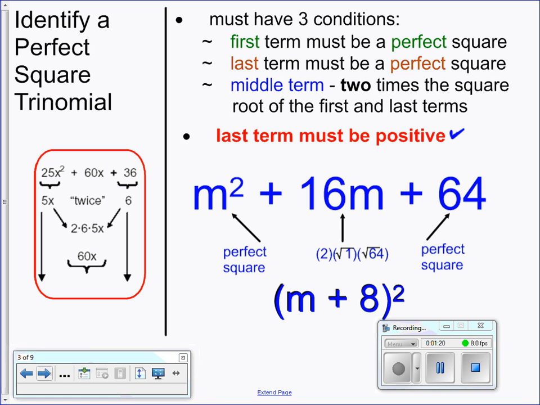So if I'm looking at this trinomial, m squared plus 16m plus 64, is the first term a perfect square? Yes. Is the last a perfect square? Yes. Is the middle term 2 times the square root of m squared, which is m, times the square root of 64, which is 8? 2 times 1 times 8 is 16. So yes, it is a perfect square trinomial.